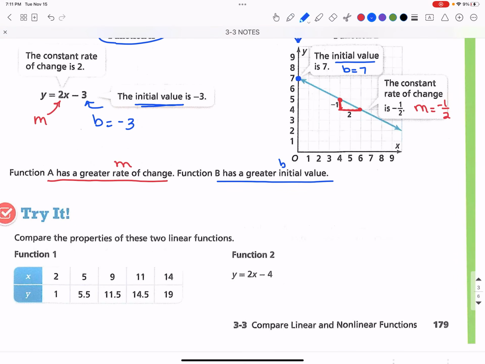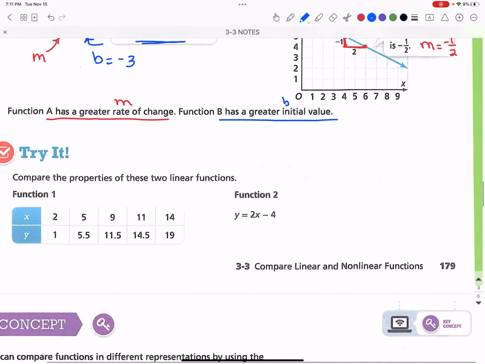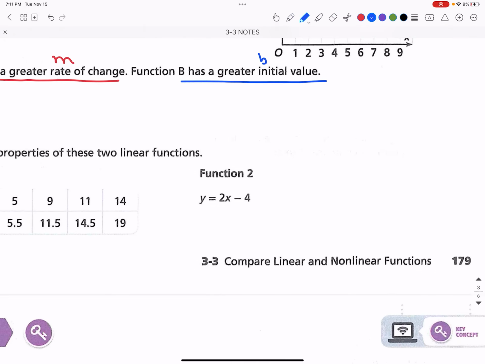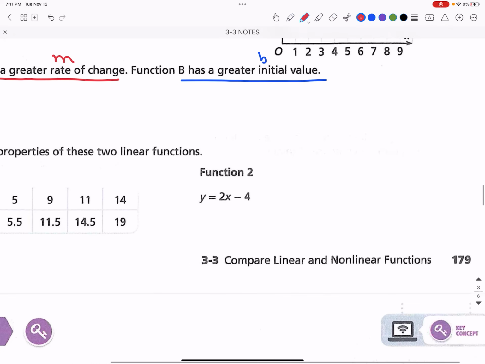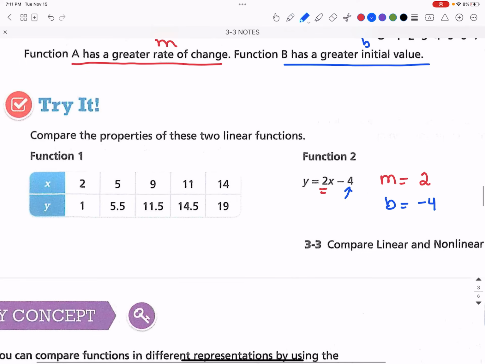So this says try it. We've got function 1 and function 2. Well, function 2 is easy. Let's do that one first. Our M for function 2 is right here. It's a 2. Our B for function 2, or our initial value, is -4, right? That's right there. So it's easy when it's given to us as an equation. We find our M, we find our B. Now what about in a table? Well, we can still find our M and B. It just takes a little bit more work.